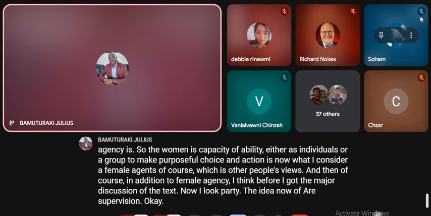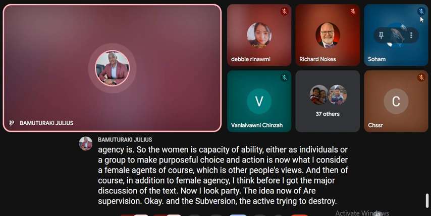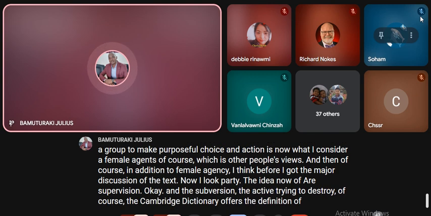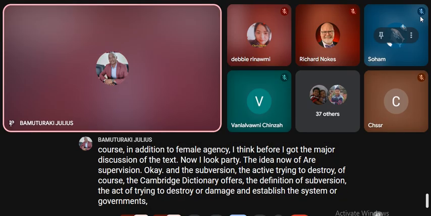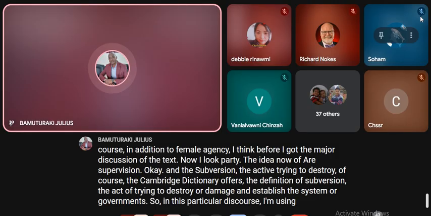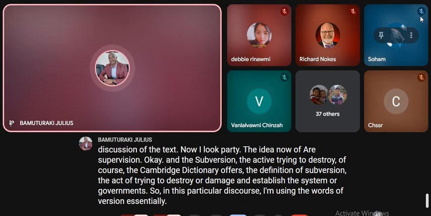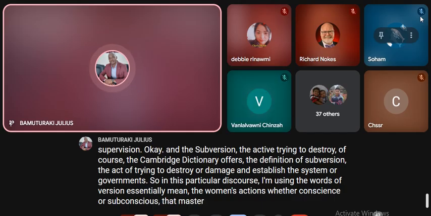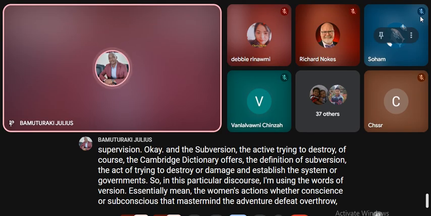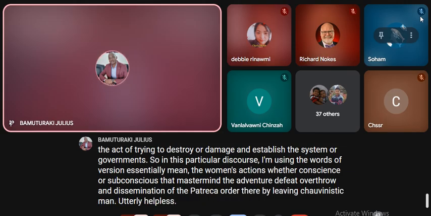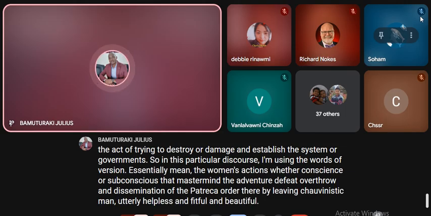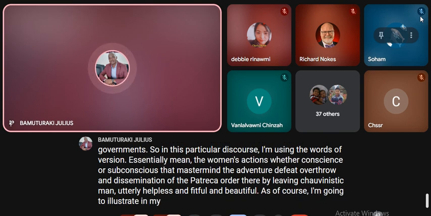Okay, and subversion, the act of trying to destroy. The Cambridge Dictionary offers a definition of subversion: the act of trying to destroy or damage an established system of government. So in this particular discourse, I'm using the word subversion to essentially mean the women's actions, whether conscious or subconscious, that mastermind the eventual defeat, overthrow, and dismantling of the patriarchal order, thereby leaving the chauvinistic man utterly helpless and pitiful, as I'm going to illustrate in my discussion of the text.